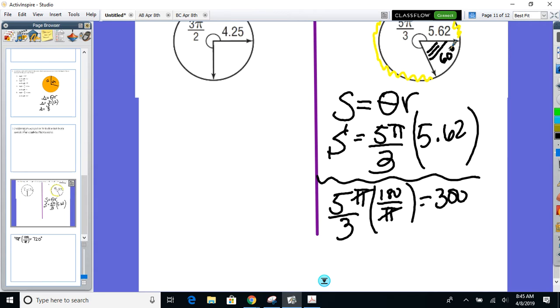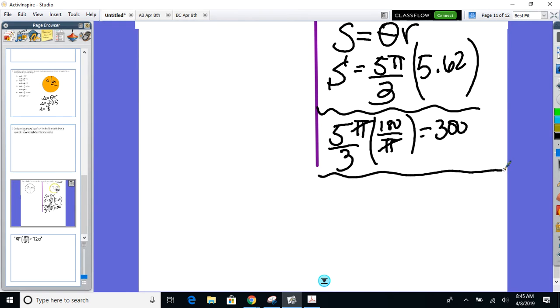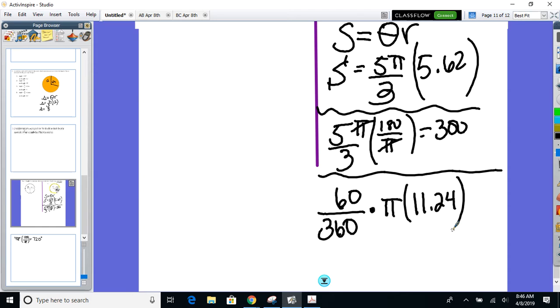So I could use my measure over 360 times pi d, or I could convert it back to radians. I don't care. You're just going to get the same answer. Why waste an extra step converting it back to radians when I have a formula for it already? So I'm just going to say 60 over 360 times pi. What's my diameter if that's 5.62? 11.24. Plug it in my calculator, round to the nearest tenth.